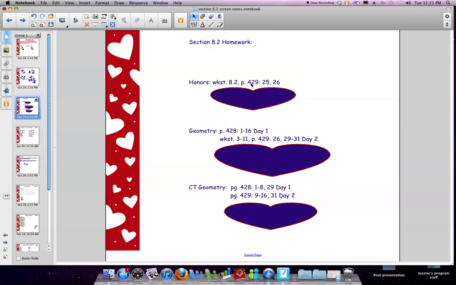The homework for section 8.2 is as follows. There is a second part. There is a day 2, if you'll notice. Day 2 for geometry and CT geometry. That encompasses this next slide.